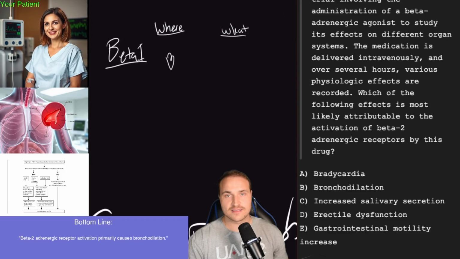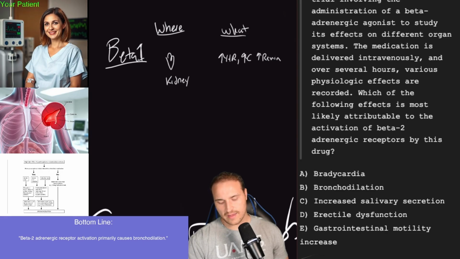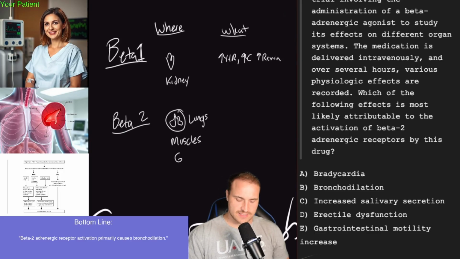Beta-1 acts on the heart, and it also acts on the kidneys. What does it do? It increases the renin. I like to remember you have one heart, and it kind of seems like you have two lobes of your lung. Beta-2, where do you think that acts? It also acts on the GI and the uterus. Okay? Those are some examples there. And so what does this do?